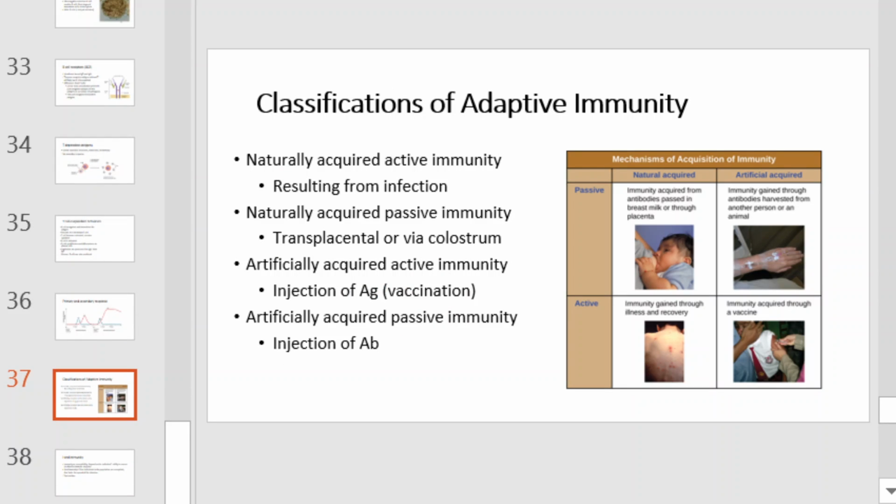Classifications of adaptive immunity. There is naturally acquired active immunity, which results from infection. Naturally acquired passive immunity, which results from transplacental transfer or via colostrum. Artificially acquired active immunity, which involves vaccination, and artificially acquired passive immunity, which involves the injection of antibodies.